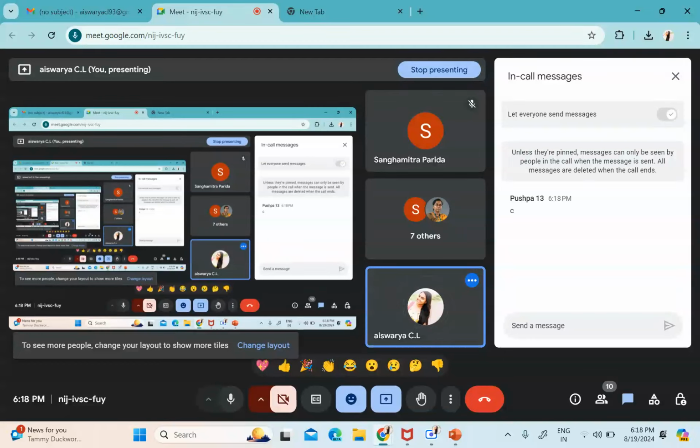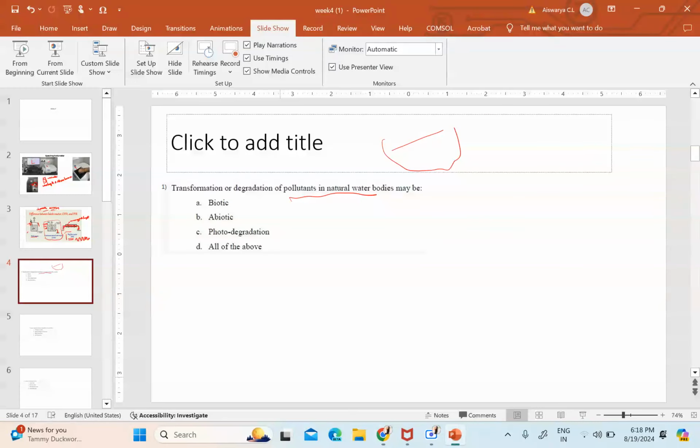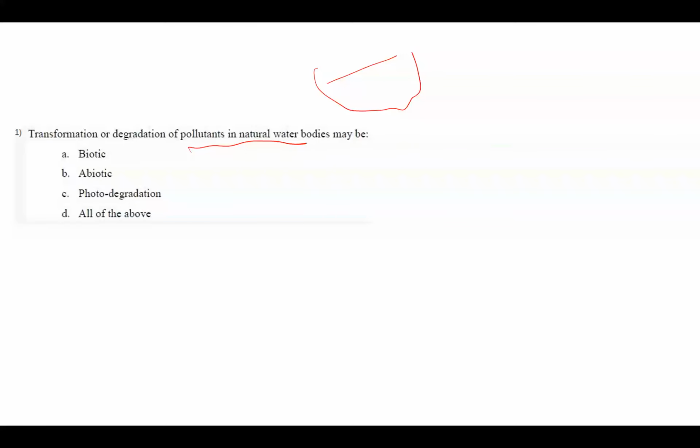Okay, you said C. Think more, like it's a natural water body, and microbes can be there, and it's getting light from the sun. Also there's an atmosphere which is at normal condition. So what type of reactions can happen, what degradation can happen? So the answer is all of the above. So it can be biotic, abiotic, together.